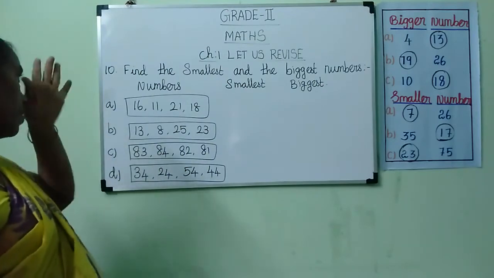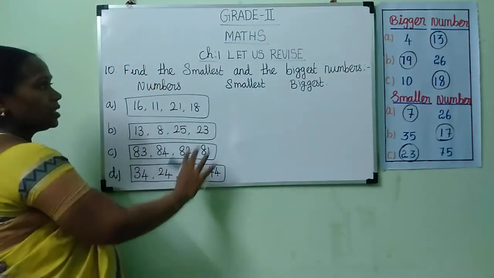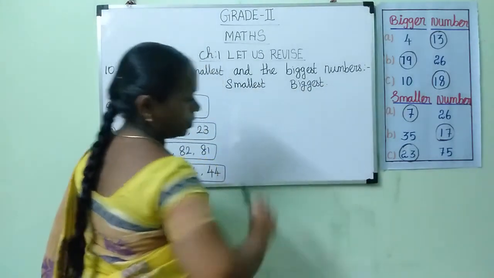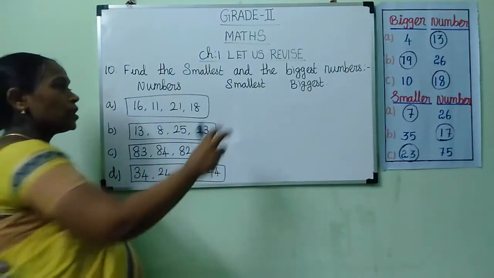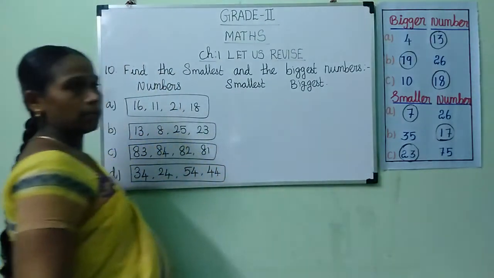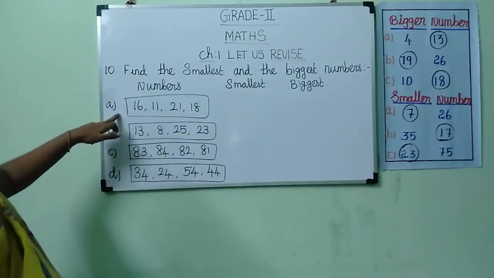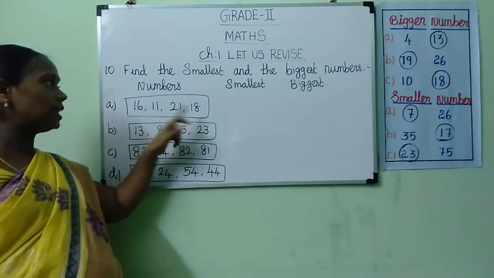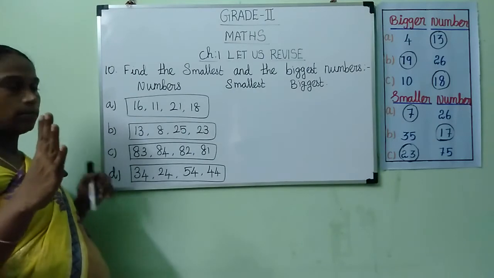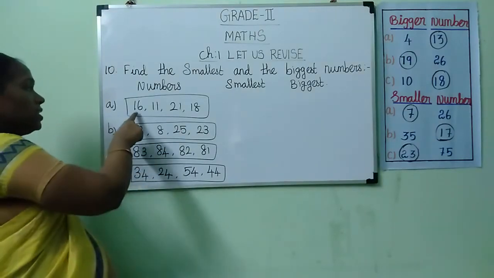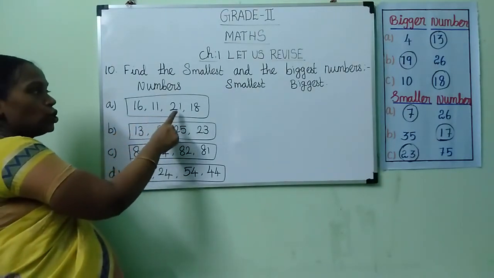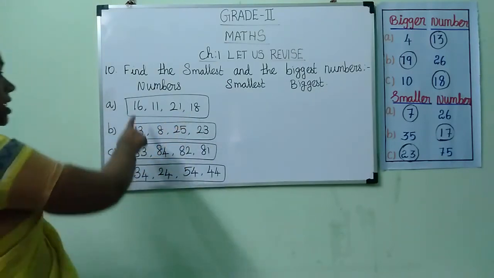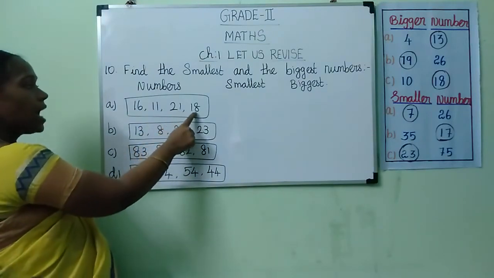See the first sum, here are given numbers. You find out the smallest and biggest number also. Okay. See the first sum: 16, 11, 21 and 18. Here four numbers are given. What are the numbers? 16, 11, 21 and 18.